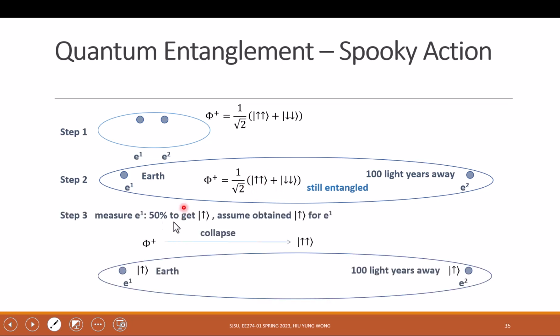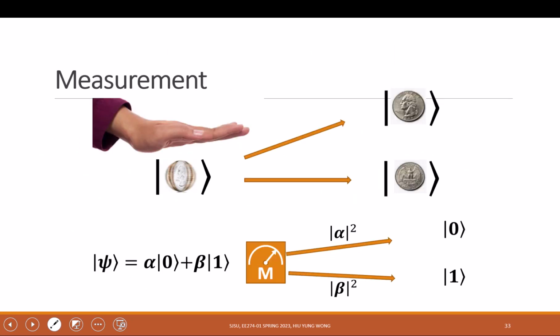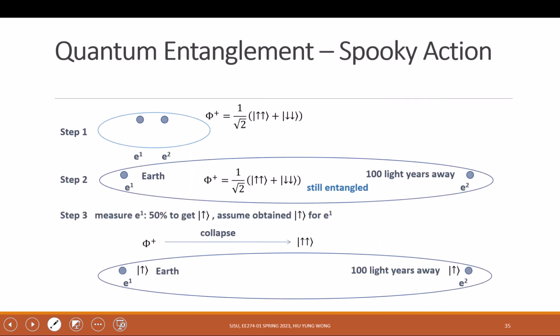Now, what if I do a measurement on electron 1? I send the other electron very far away, and I measure the one on the Earth. I just told you how we do measurement. When you do measurement, it will collapse to one of the basis states, either 0 or 1. Remember this one? When I do the measurement, it becomes 0 or 1. So the first electron, I measure it either spin up or spin down. Let's say I get spin up.